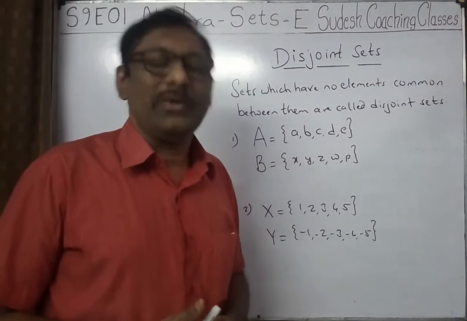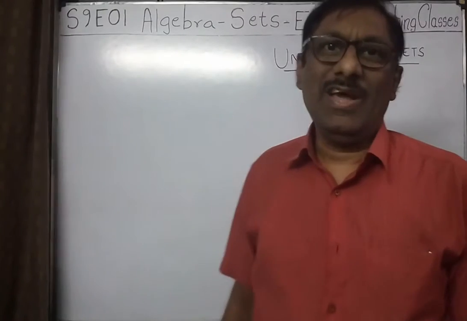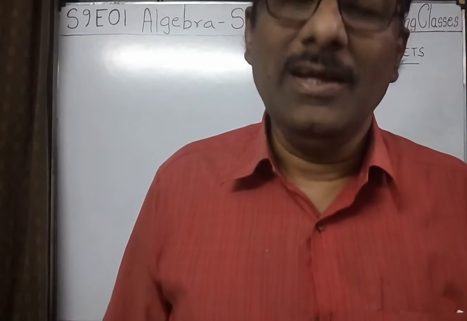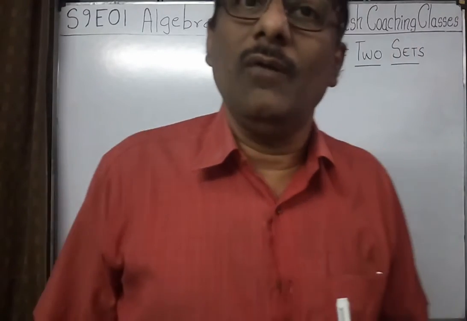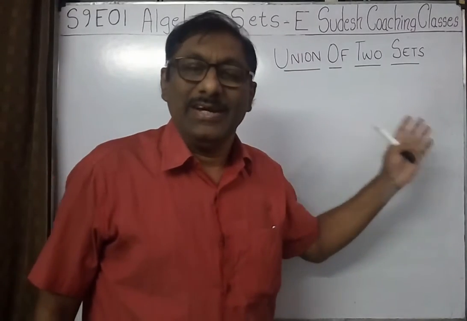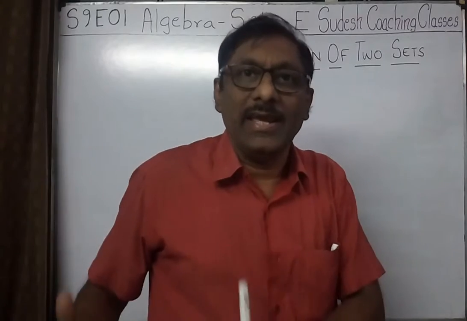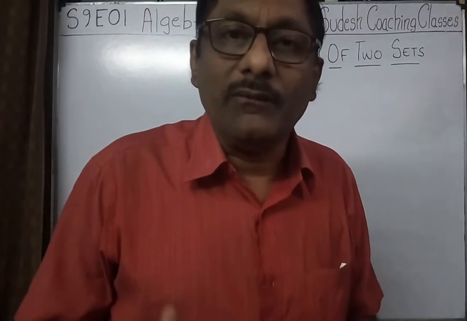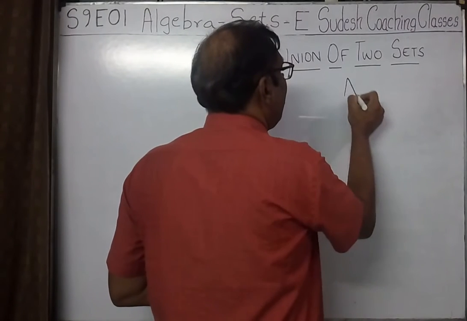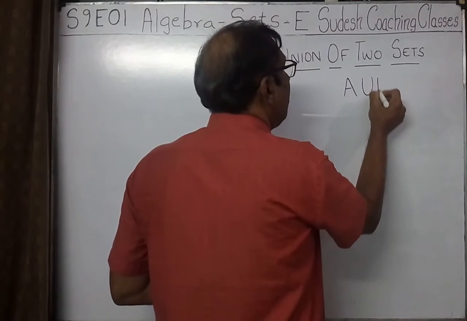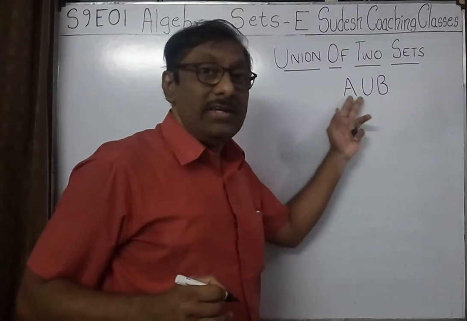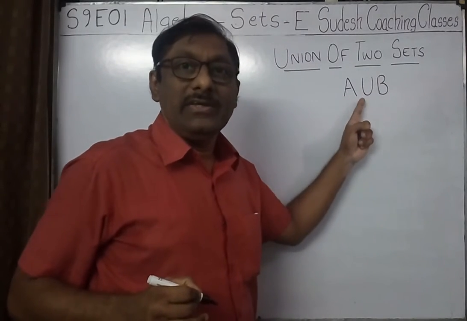Understood? Okay. Now, students, we are coming to a very important part in this chapter, that is the union of two sets. Okay, suppose there is a set A and a set B. The union of two sets is represented by this sign, A union B. How is it read? A union B, and written as A ∪ B.